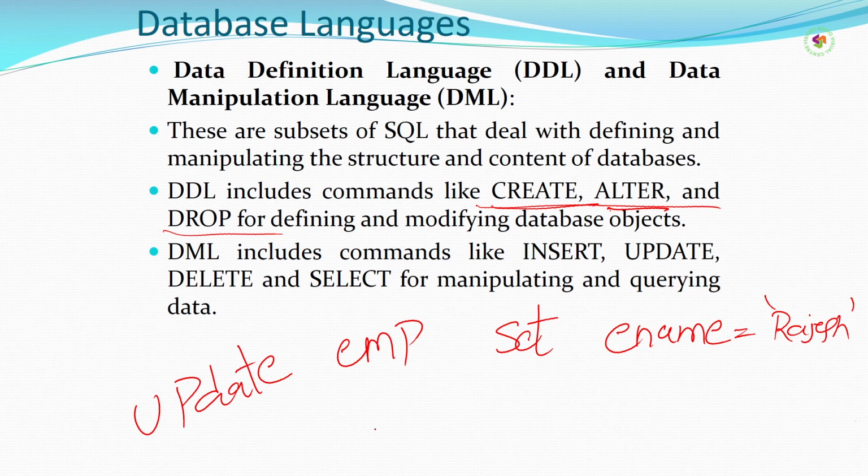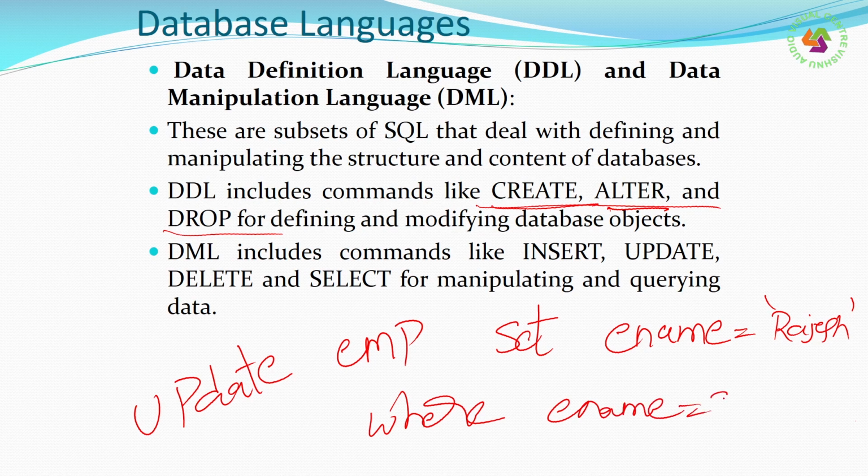By mistake you have given Ganesh. Okay, where ename equal to Ganesh. So update table name, set ename equal to Rajesh: the information you would like to update, you have to give in set. The already existing information, you have to give in the where clause. So where ename equal to Ganesh, in that place you have to set ename equal to Rajesh.